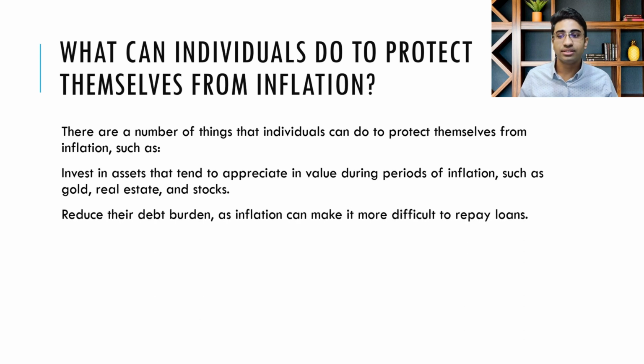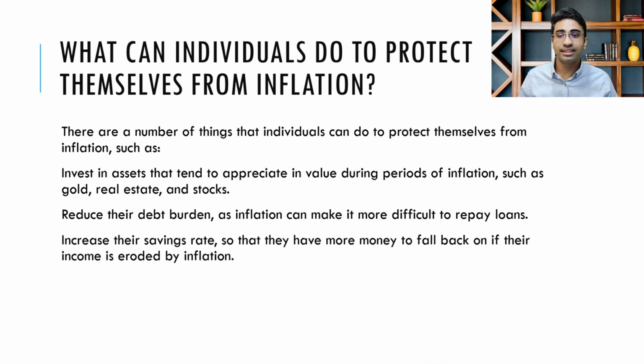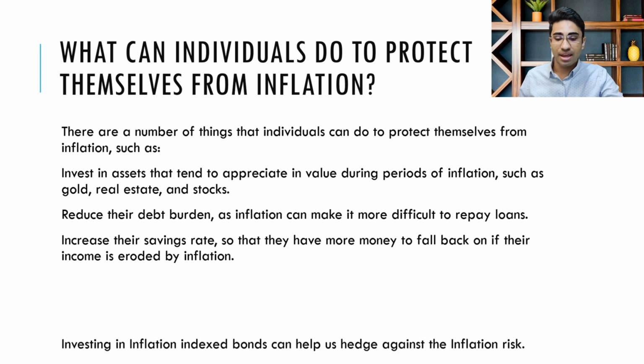The second one is reduce their debt burden. As inflation makes it difficult to repay the loans, it is recommended that you reduce the debt burden or don't take a loan altogether. The third one is increase the savings rate. When we know that the inflation is increasing, we can have more money to fall back on if the income is eroded by inflation, if we increase our saving rate. So that should be one of our priority.